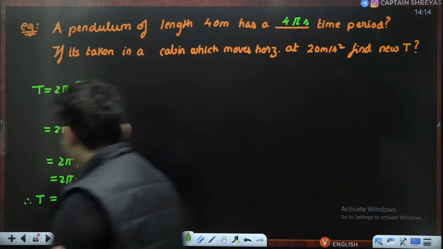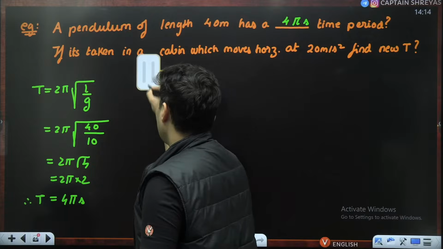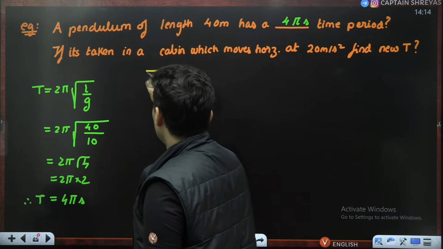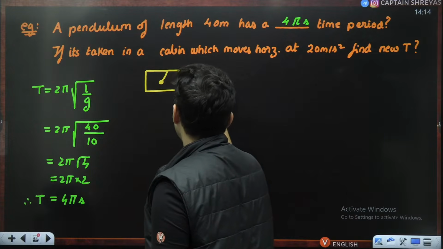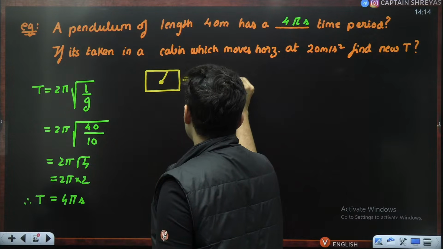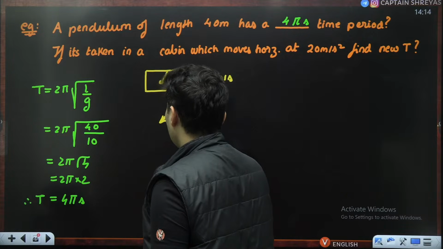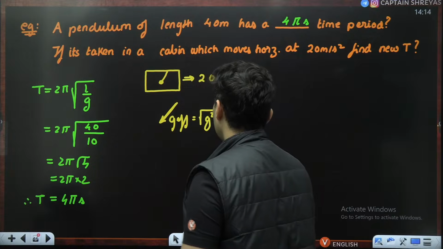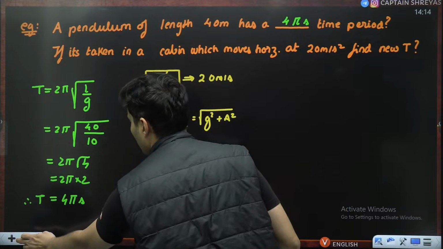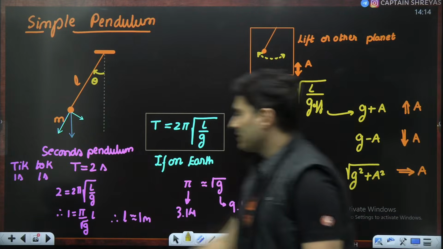Yep. What about the second part? The moment you put this particular pendulum inside a cabin and make it accelerate at 20 meters per second square, the effective gravity g effective will become root of g square plus a square, as I just told you. I just gave it to you over here. If you have a cabin which goes horizontally, root of g square plus a square is g effective.